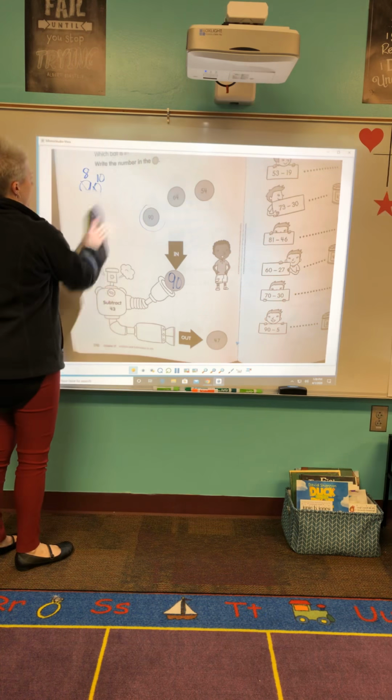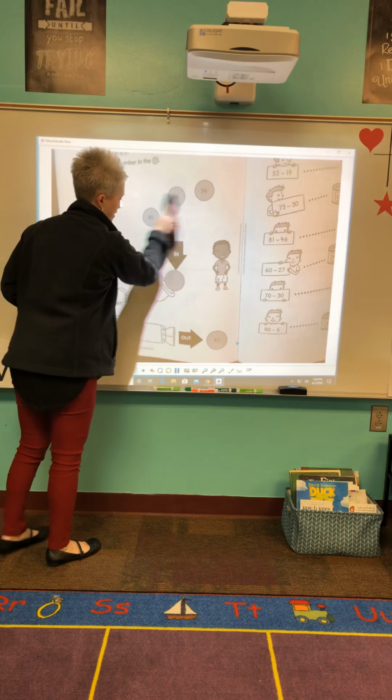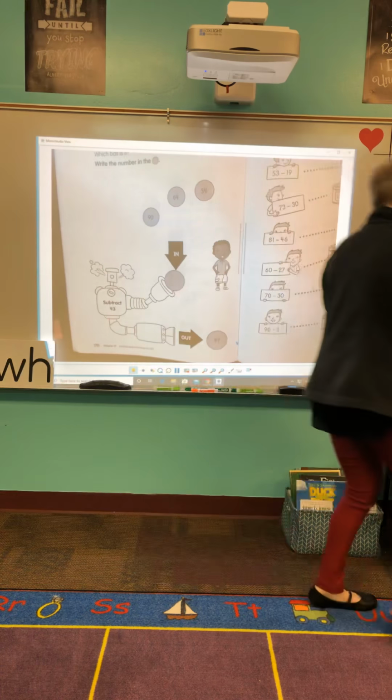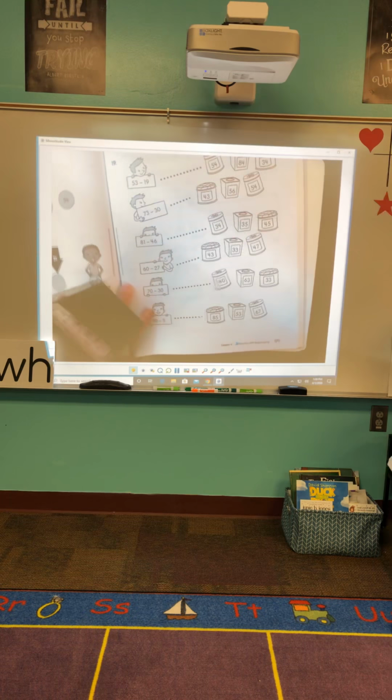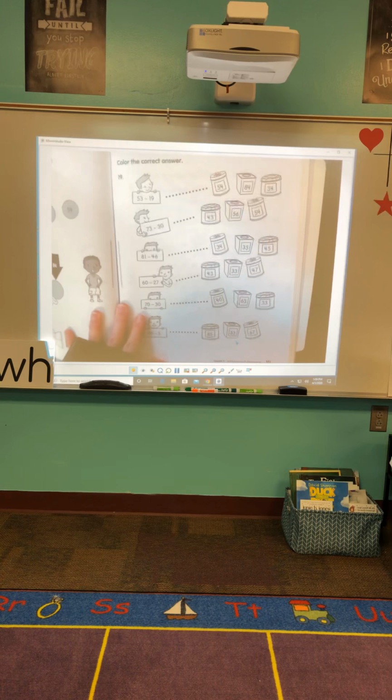All right, let's move on to our next page. Moving right along. Page 171. I'm going to try to freeze this up here.